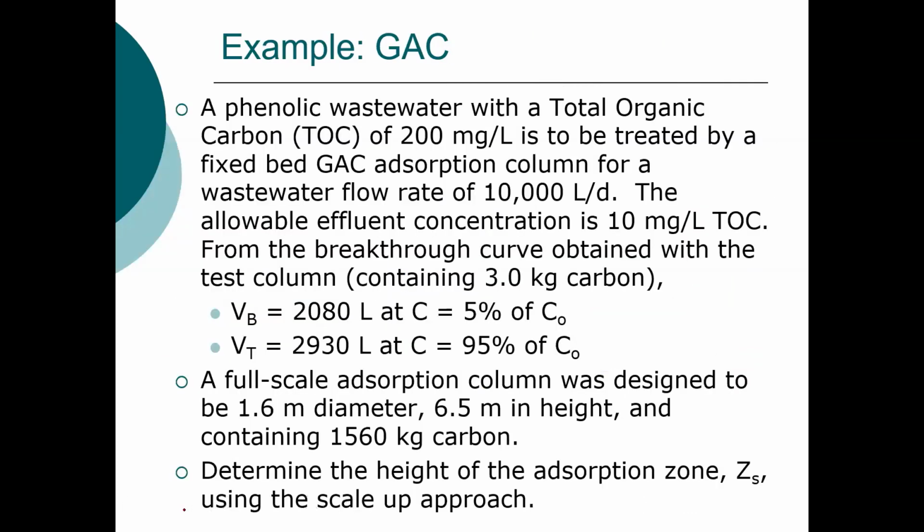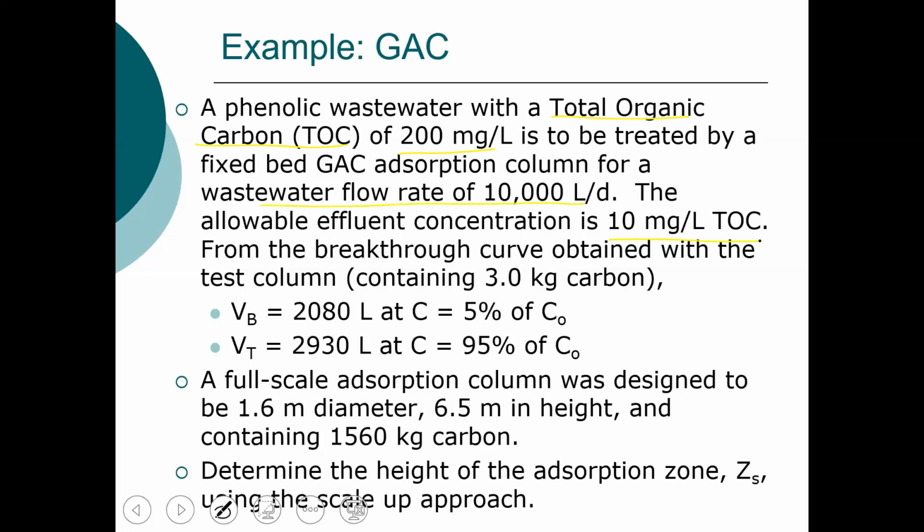So let's look at another example. In this case, we need to treat a phenolic wastewater. It has a total organic carbon of 200 milligrams per liter. We're going to treat that with what we refer to as a fixed bed granular activated carbon system. We have a flow rate of 10,000 liters per day. The allowable effluent concentration is 10 milligrams per liter.